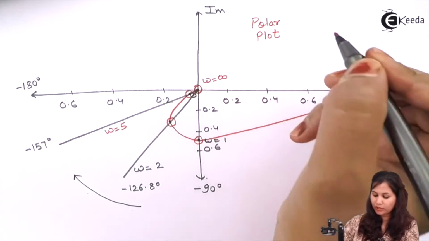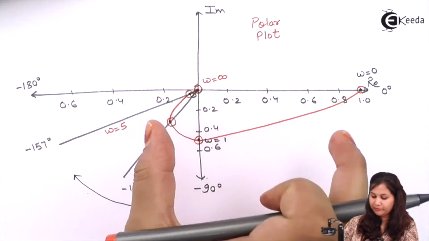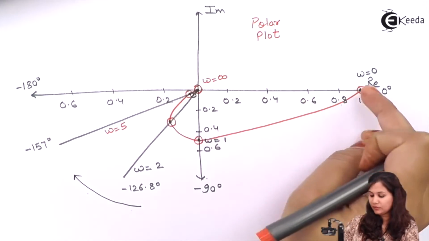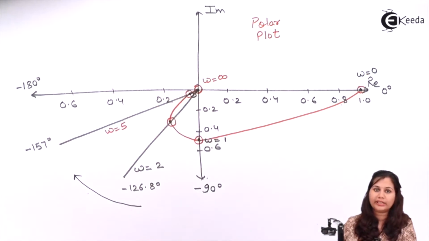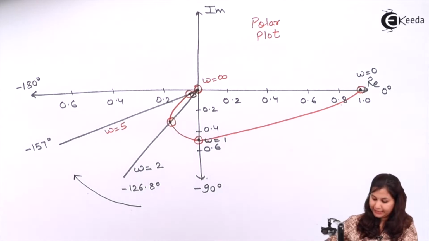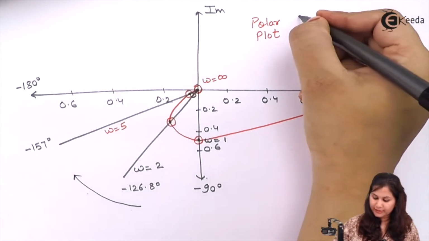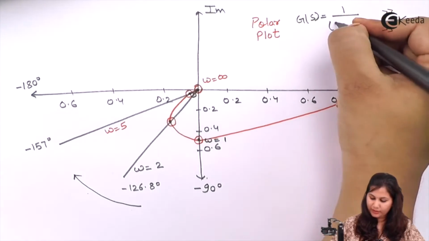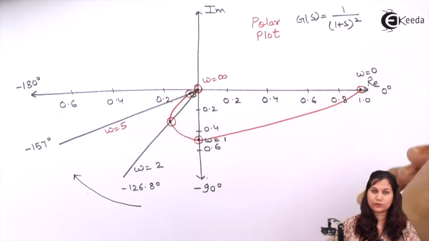So what is a polar plot? It is the plot of both the magnitude and the phase on the polar coordinates as omega varies from 0 to infinity. And this is the polar plot for the system whose open loop transfer function is 1 upon 1 plus s squared.